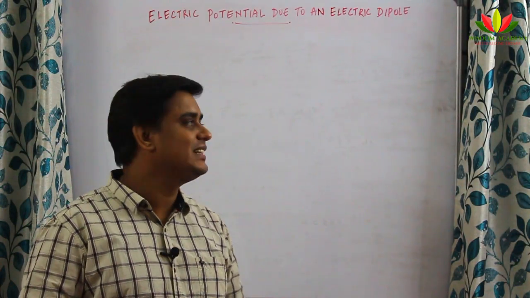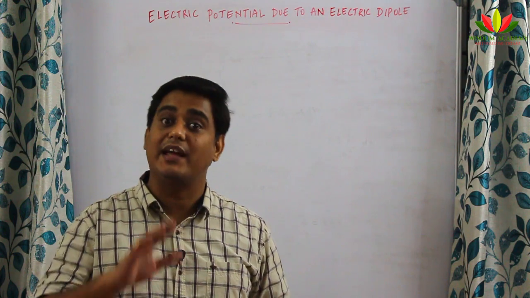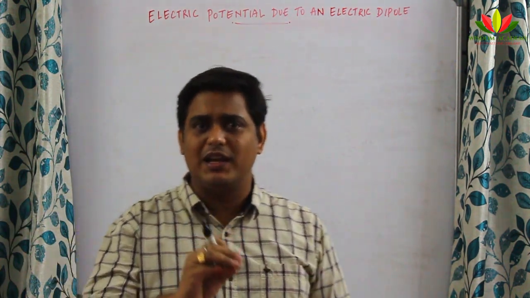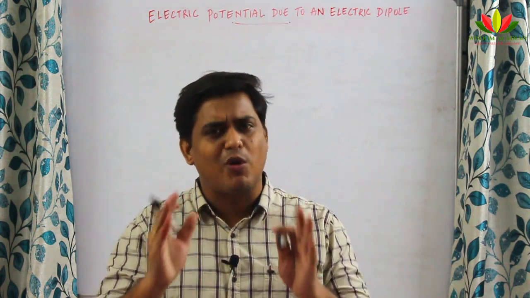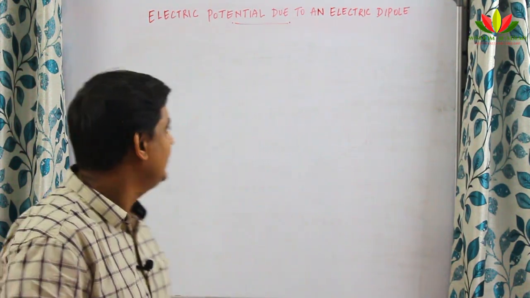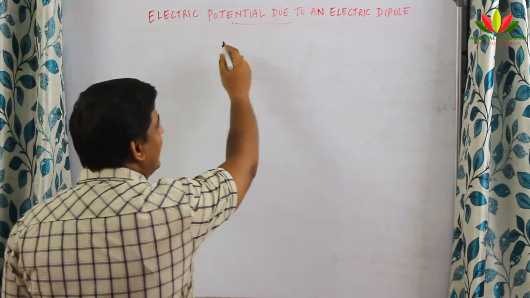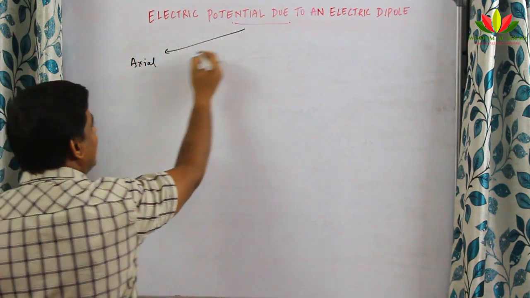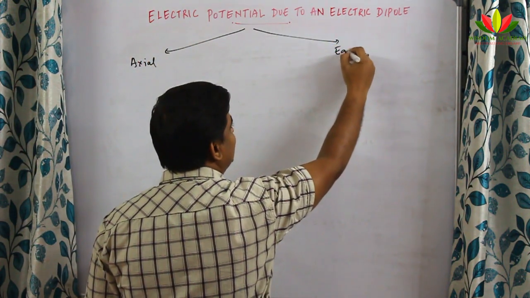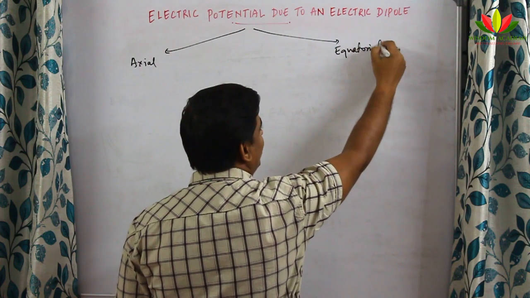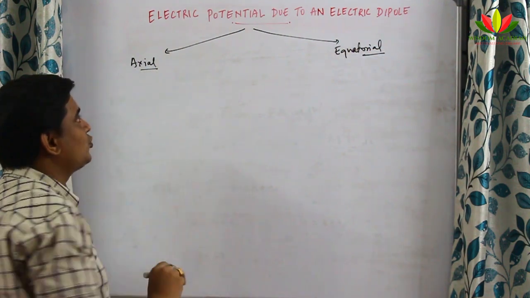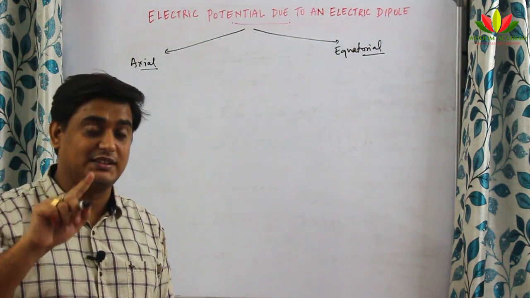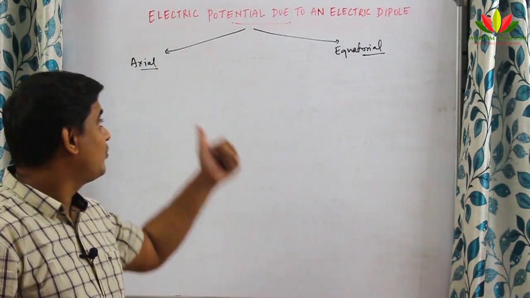Now let us see what is the electric potential due to an electric dipole. I hope you remember what a dipole is. A dipole is the arrangement of two equal and opposite charges placed at a very small distance, which we generally took as 2d. Any dipole will have two cases: at an axial point and at an equatorial point. We will see both now, and this is very important for the examination. Don't get confused between the electric field due to a dipole and the electric potential due to a dipole. Both are different things. The electric field is a vector quantity, while electric potential is a scalar quantity.